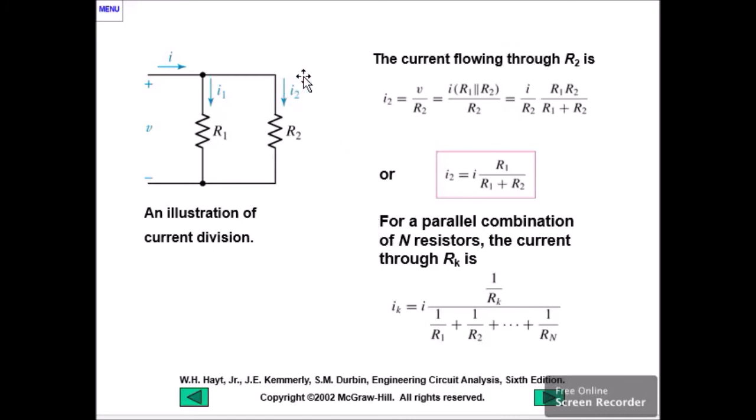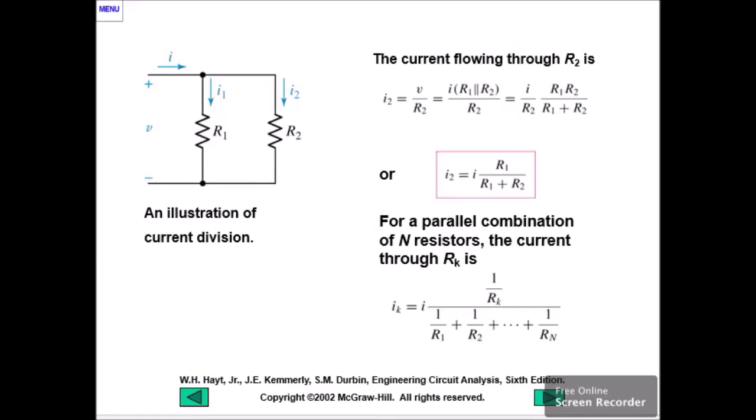Again, say for example, meron ka ditong I3, tatlo sila. Hanapin mo ulit sa I2. So, I2 is just equal to I, yung pinaka-supply, times 1 over RK. RK is itong R2, yung hinahanapan mo ng current. 1 over RK divided by 1 over R1 plus 1 over R2 plus 1 over R3. Okay? So, I hope marunong kayong mag-analyze ng formula or mag-interpret ng formula rather. Alright? So, klaro po ba?